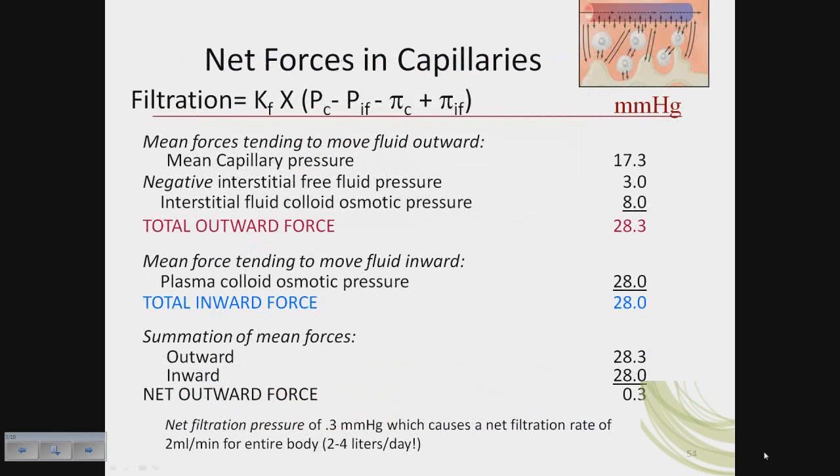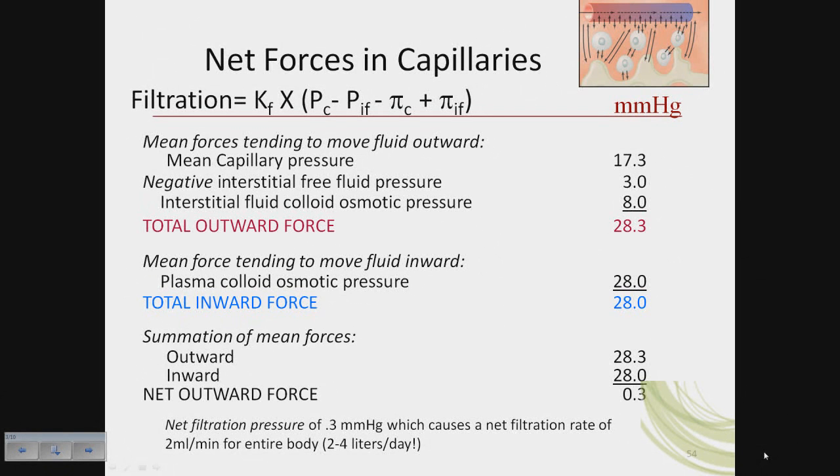Now let me explain what filtration is. Filtration is a way of calculating how much fluid will leave the lumen of the capillary bed and then go into the interstitial space. So we have blood volume, plasma volume, leaving the capillary and going into the interstitial fluid, turning into interstitial fluid. The purpose, of course, is to bring new nutrients to the cells and oxygen. So we want that outward movement of fluid.